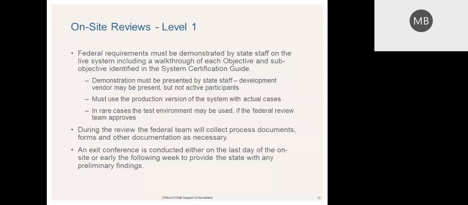Either on the last day or the following week of the Level 1 review, OCSE will conduct an exit conference to provide high-level state staff with the preliminary findings. In many cases, OCSE will bring the initial findings back to central office and brief OCSE management prior to having an exit conference call. Next slide, please.